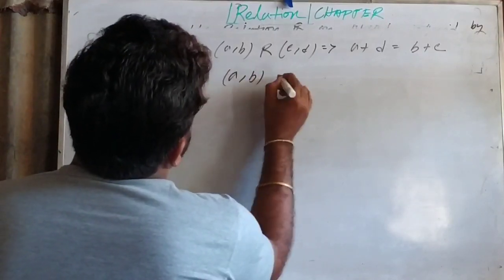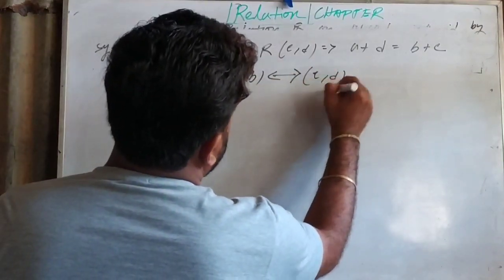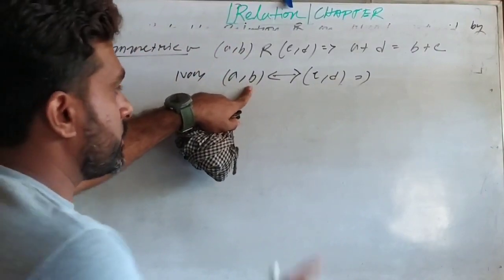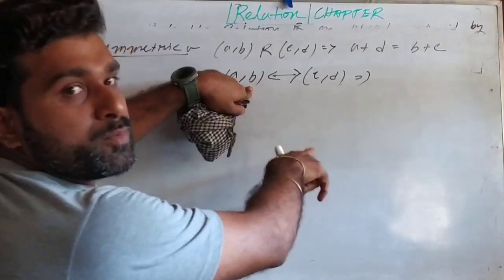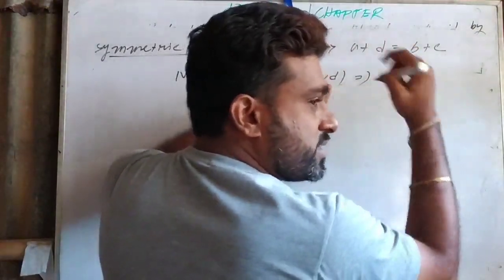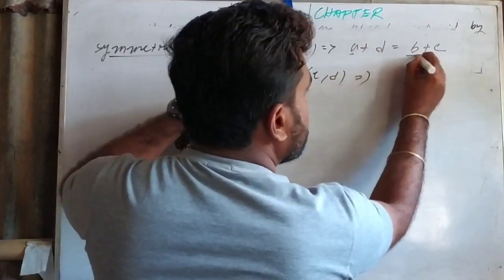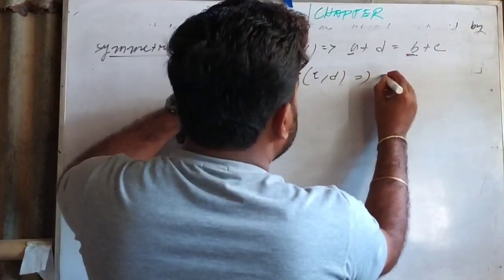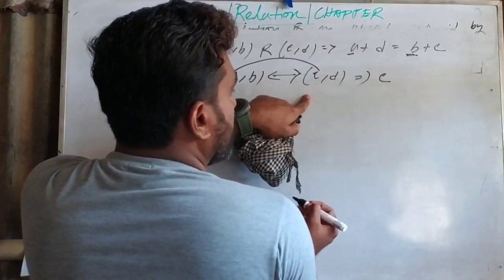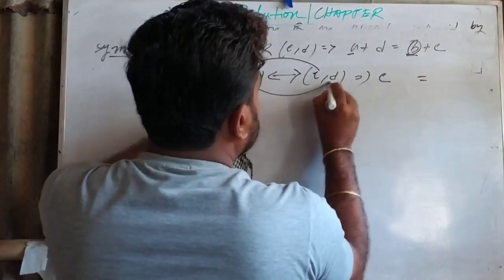Okay. So here, (A, B) and (C, D), we are interchanging. That means in place of A and B, C and D will have to be chosen. Just remember this thing. In place of A and B, where this A and B exist? In place of A, what should I write? C. And here, in place of B, what should I write? D.